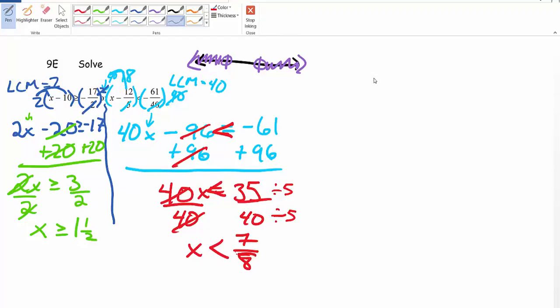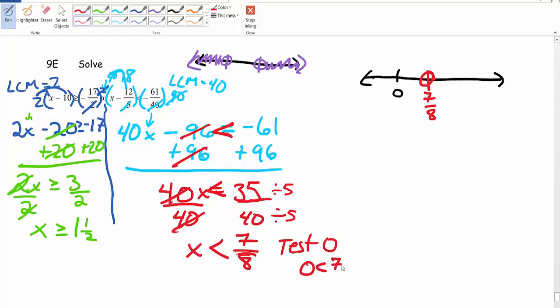Going ahead and graphing this now, we end up with a number line that does something like this. And if we have 0 right over here, we notice that 7/8 is actually a little bit closer to the 0. So 7/8 is about right here. And since we are talking about strictly less than, we have an open circle around 7/8. And just like normal, we'll test the number. Is 0 less than 7/8? Well, that is totally true. And so because here is 0, it was true. It was on this side of 7/8. That means any of this other stuff would also be true.